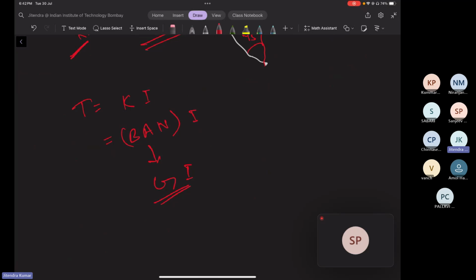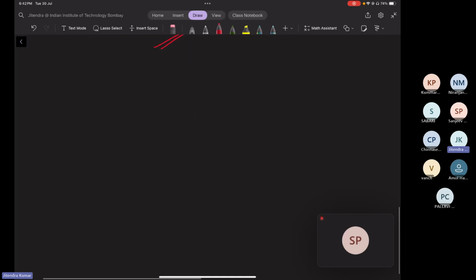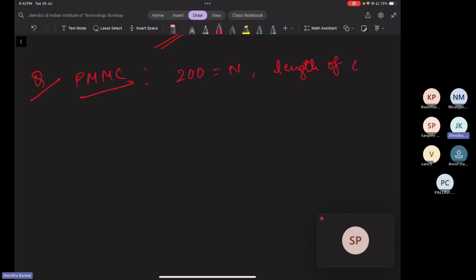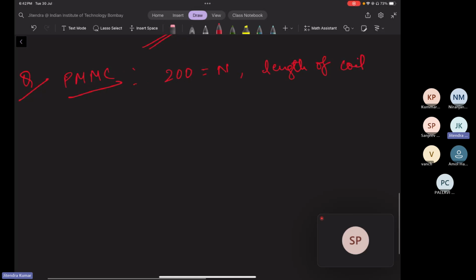So let's suppose I'm writing the question. A PMMC instrument is there, which has 200 turns, and the length of the coil is equal to 1.5 centimeter, and the width of the coil is again 1.5 centimeter.